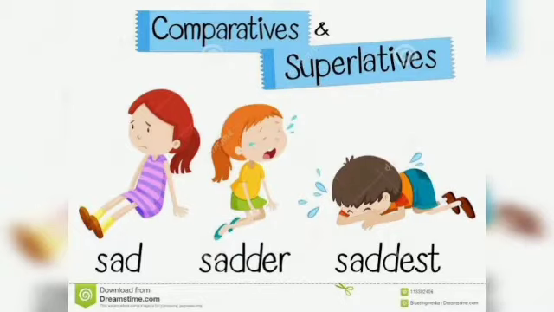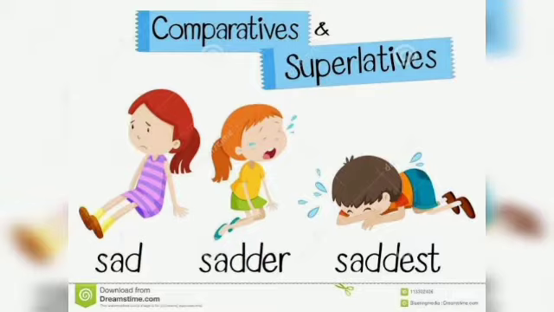So here you have your example. I have taken the word sad. You can see these three pictures. First one is showing you a girl is sad, and in the second picture, just after the first one, you can see that the girl is sadder. By their activities or their expressions, you can make out that the second picture shows that girl is sadder than the first one. And in the third picture, you can see that the girl is saddest.